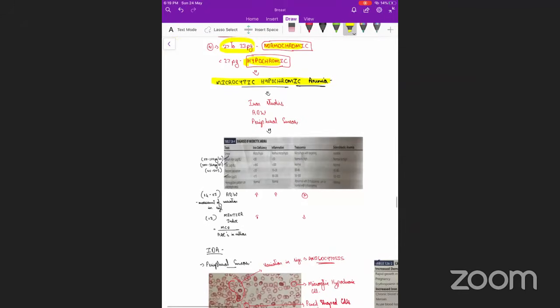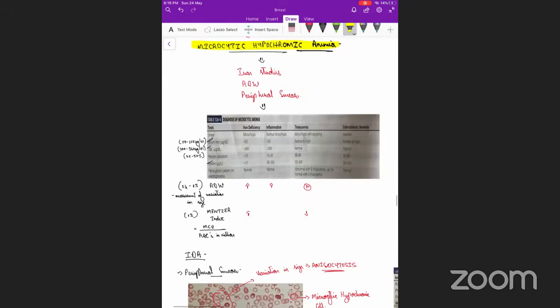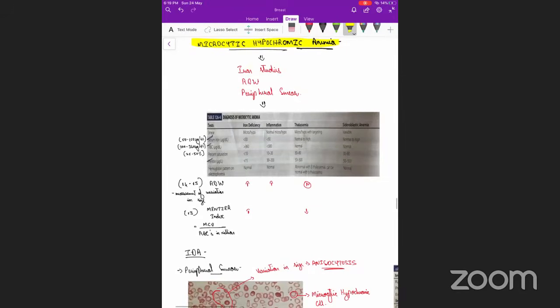Next, if it is microcytic hypochromic anemia, we will do these tests: iron studies, red cell distribution width, and peripheral smear. Why? To differentiate four diagnoses. The four basic differential diagnoses we get at this point are iron deficiency, chronic inflammation, thalassemia, and sideroblastic anemia.